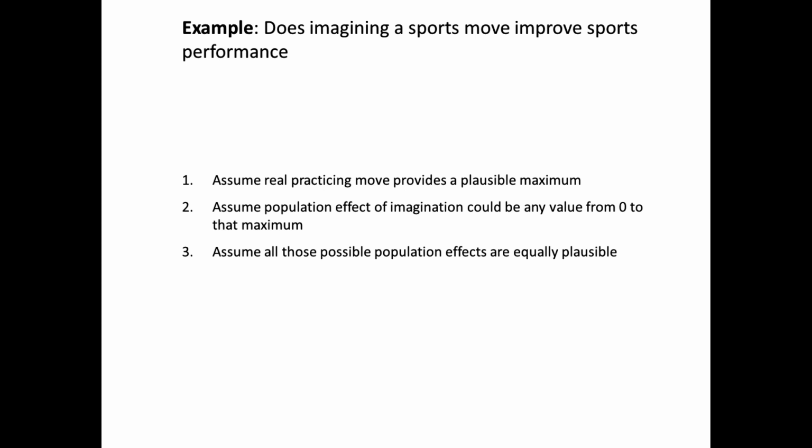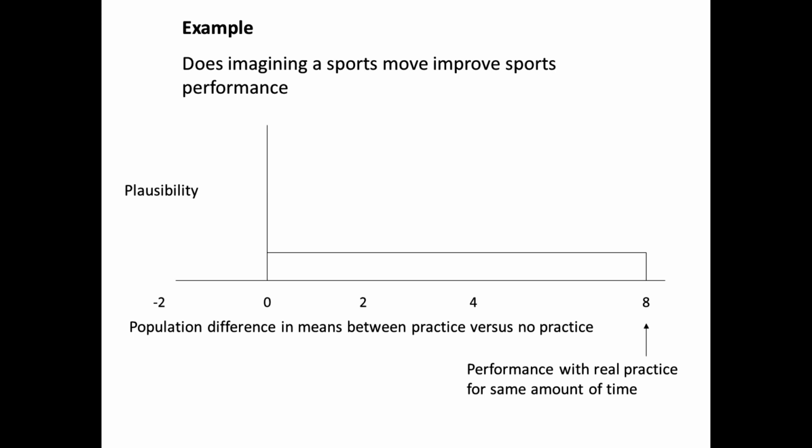Anyway, that's something about which you make a scientific judgment. So what would be the sort of simplest way of respecting that intuition? Well, you could assume any population effect of imagination from 0 to that maximum is possible. And you might say, well, why don't we just say equally plausible, just to be simple. So then that's how you get a uniform distribution.